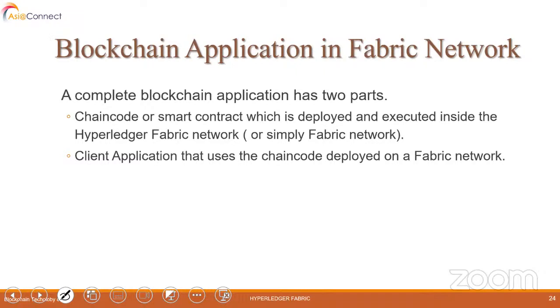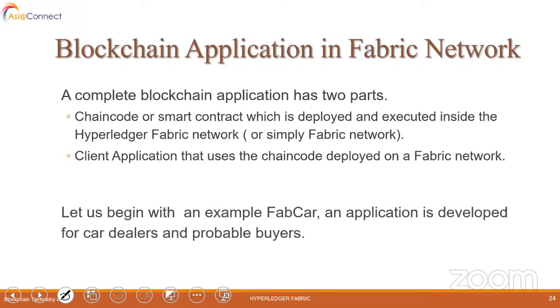So Prashant told you how smart contracts can be deployed. Samir also gave you an idea how smart contracts can be deployed in the network and how a user can interact with those smart contracts. So let us begin with an example, which is a slightly old example in the Hyperledger Fabric network known as FabCar. Fabric car. So an application that is developed for car dealers and probable buyers, right?